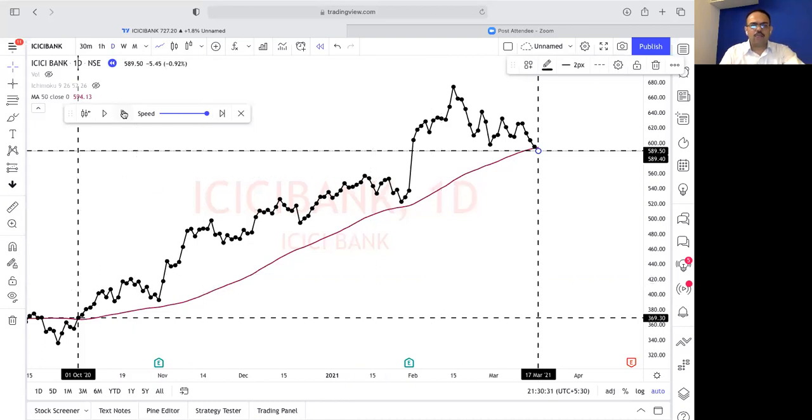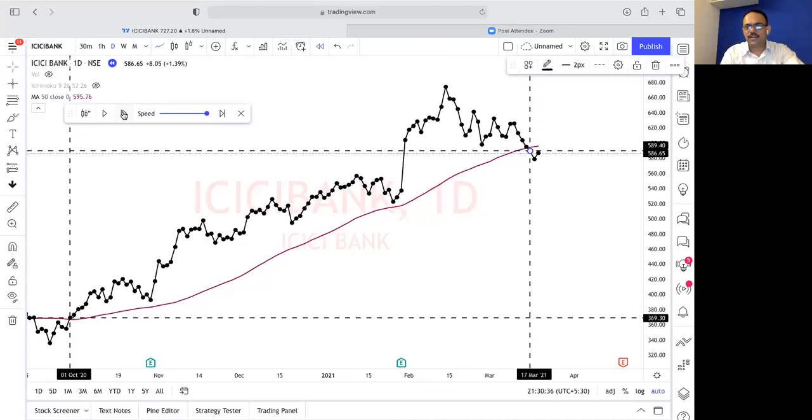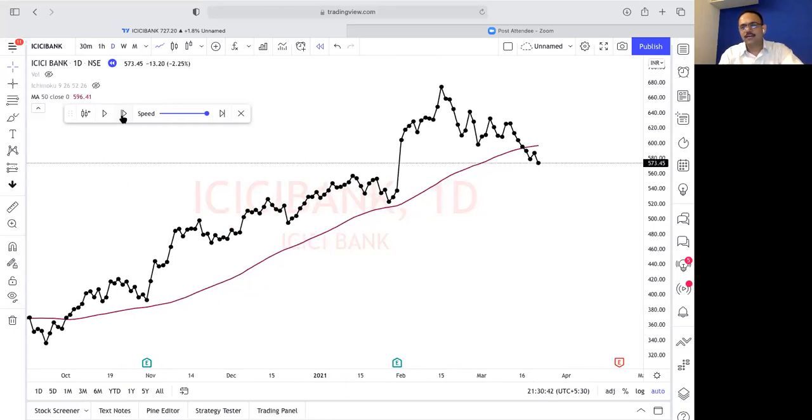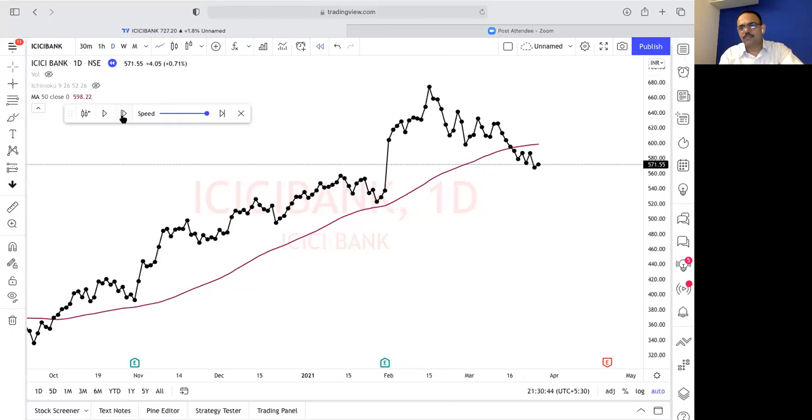Now, if we are out, when should I buy? When it goes above the 50-day moving average. So you have to wait. Okay, now let us delete this line. Again, we are out of the share. We are out. Do we buy? No, we don't buy. Let it go above the 50-day moving average.